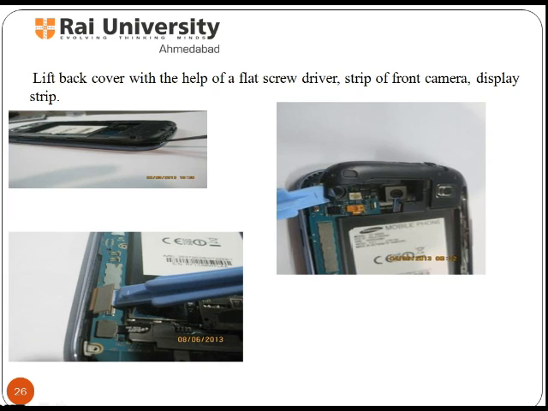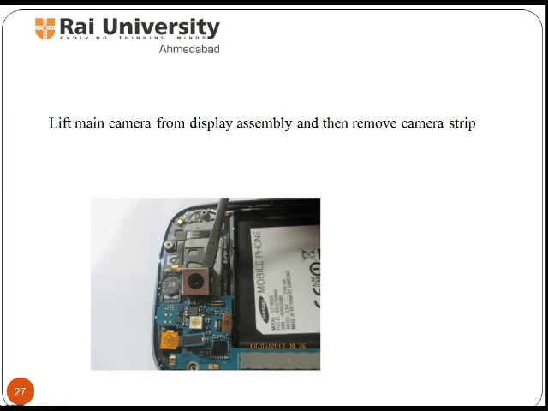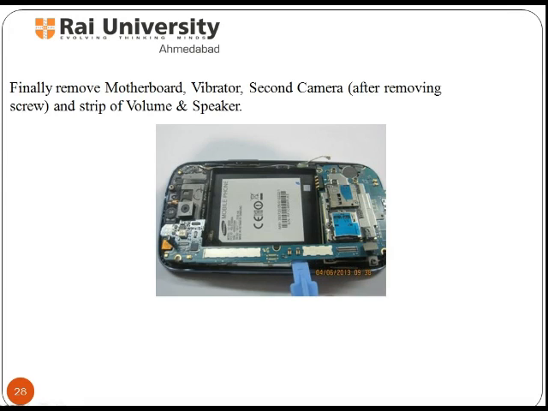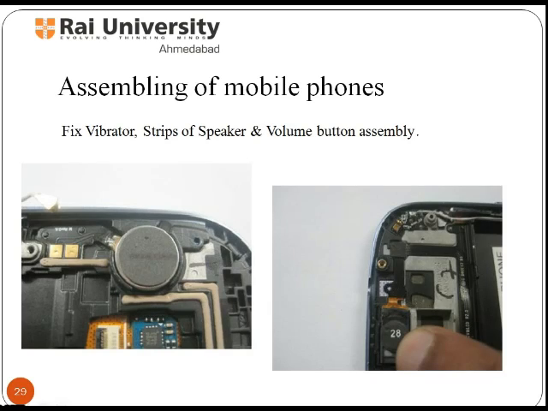Strip off front camera and display strip. Step 6. Lift main camera from display assembly and then remove camera strip. Step 7. Finally remove motherboard, vibrator, second camera and strip off volume and speaker. Now let us understand how to assemble the mobile phone.